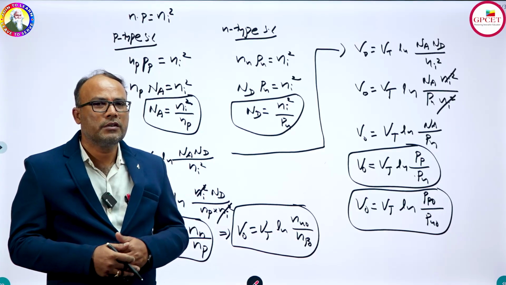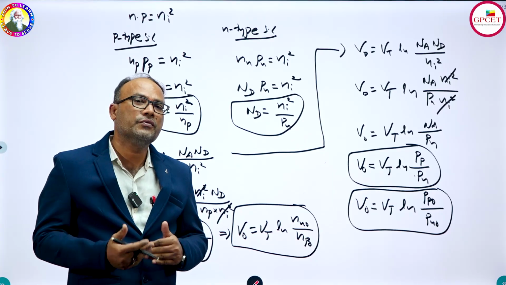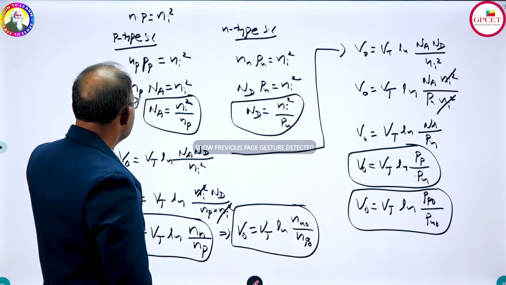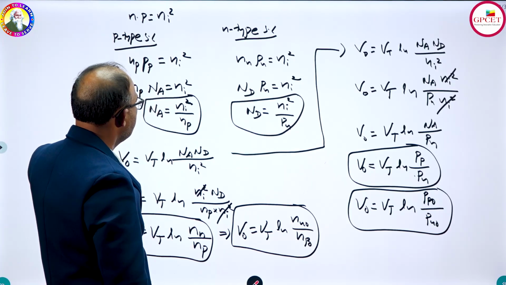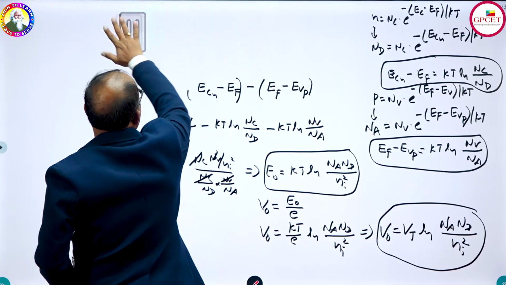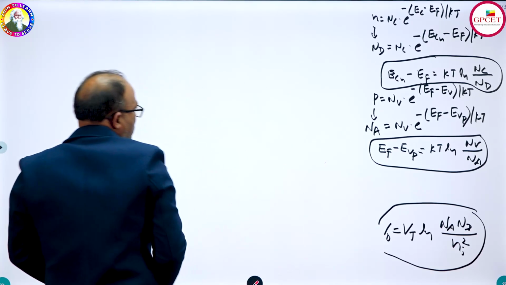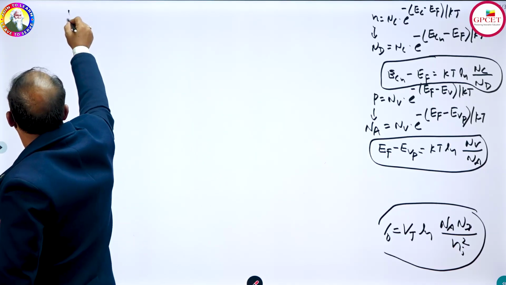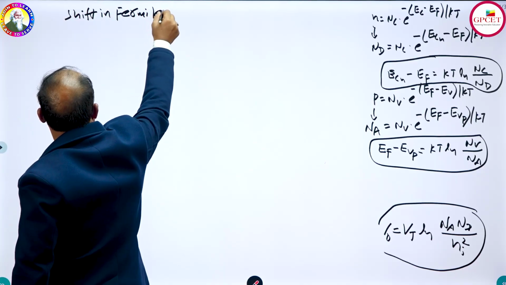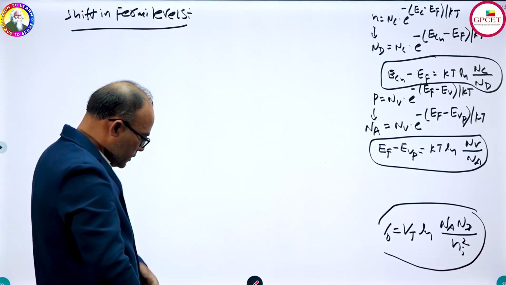Next we will go for another equation where the shift in Fermi level is obtained, because most probably questions have been asked on the shift in Fermi levels. So let us have the shift in Fermi levels here. What is the shift in Fermi level?